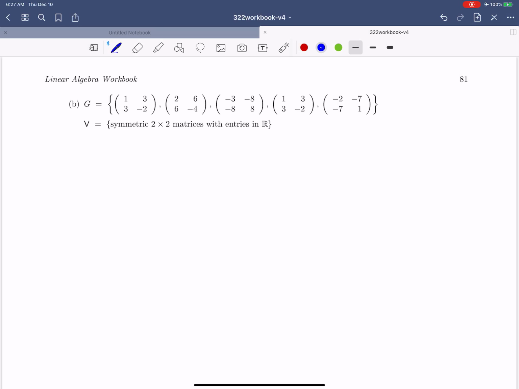Hello everybody, and welcome to part B of example 3 on page 81 here. Just to refresh your memory, the instructions are on the previous page. They're giving us a generating set G for the vector space V that we have here. In this case, V is the set of symmetric 2x2 matrices with entries in R. G is a generating set, and our goal is to find a basis for V, to take that set G and, if necessary, remove enough of those matrices so that we have a basis.